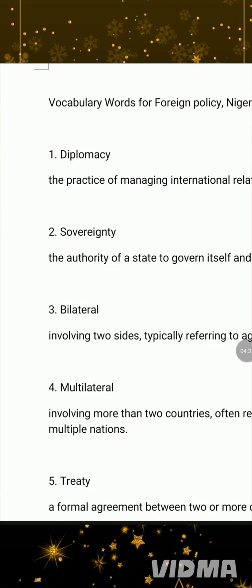So let's say, for example, I am the ambassador of Nigeria to, let's say, Russia. Now, Russian law cannot apply to me. Why? Because I am the ambassador. I am an embodiment of the sovereignty of Nigeria. In fact, I am seen as the Nigerian president in Russia. So therefore, I cannot be subject to Russian law. So that is the element of sovereignty in foreign policy.